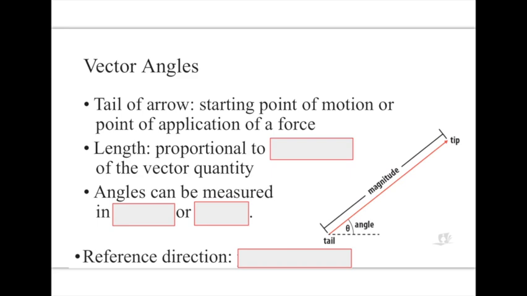Start of the motion, application of force, whatever this vector is representing in your problem, the tail is the starting point. And then the tip is the end where you see the arrow. That is the ending point of it. Unlike rays, these are going to have a specific length, whereas a ray, by definition in geometry, goes on infinitely. Your vector does not. Your vector has a starting point and an ending point.